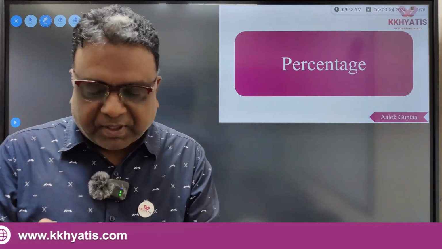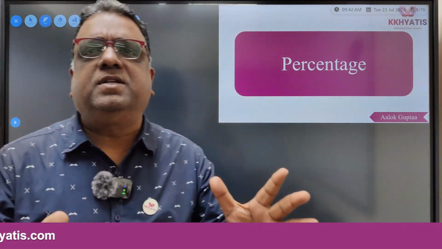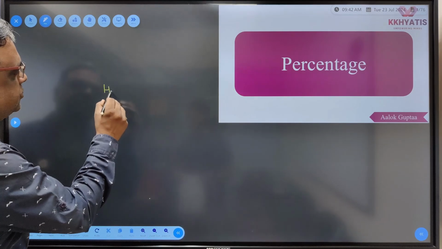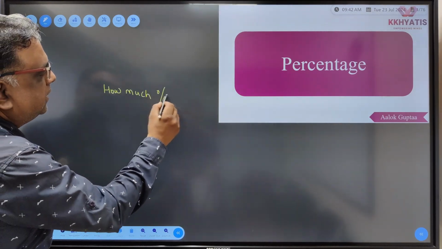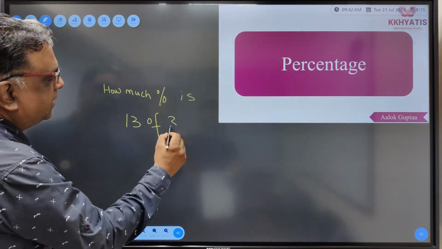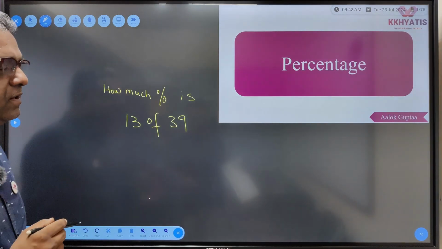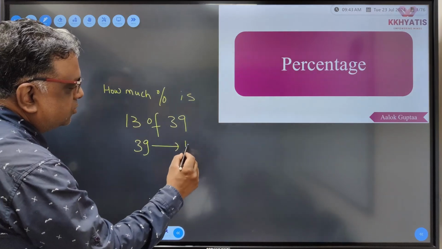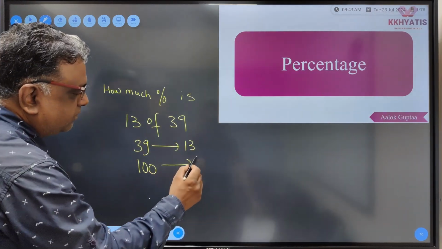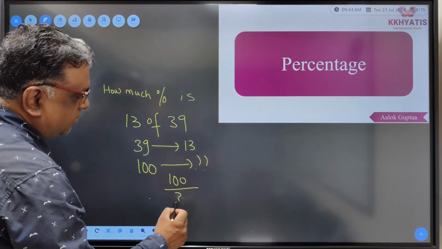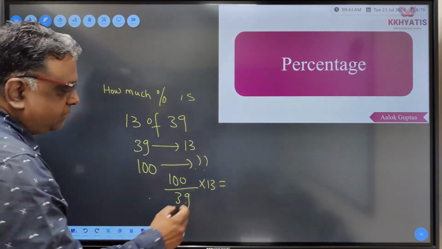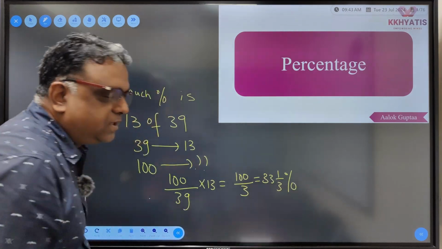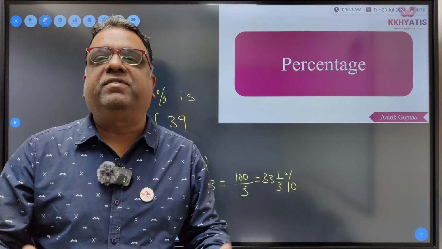So what is percentage? Let us understand. Percentage means always the comparison is done with 100. So let us say somebody asks you a question, how much percentage is 13 of 39? We will always compare in terms of percentage, in terms of 100. So 39 corresponds to 13. So how much will 100 correspond to? Just by unitary method, we will do 100 upon 39 into 13, which is 100 upon 3. So this will be 33 1 by 3%, which means 13 is 33 1 by 3 percentage of 39.